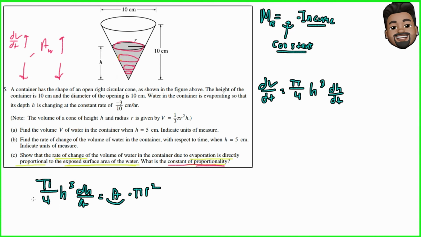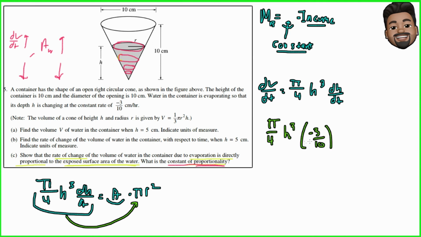So we need to figure out the relationship between these two. What we need to do is transform this into this somehow. How do we do that? Well, we do know what dH dt is. So if I write over here, I know pi over 4 h to the third. This is negative 3 over 10. We know that already. We want this to look like this right here. And by the way, this should be a 2. So we want this to look like this, right?